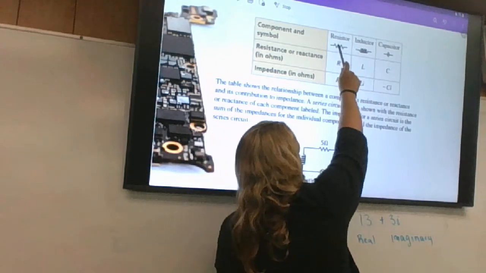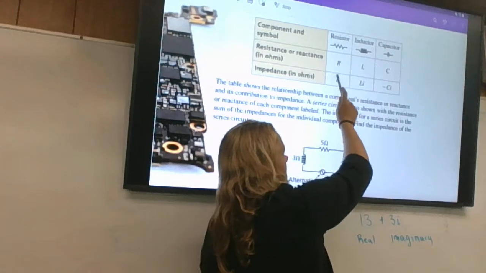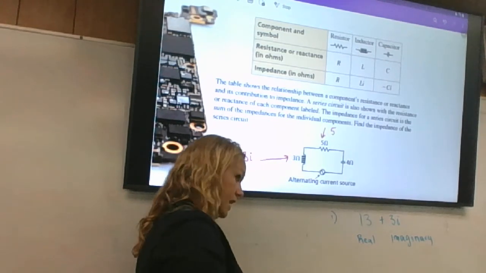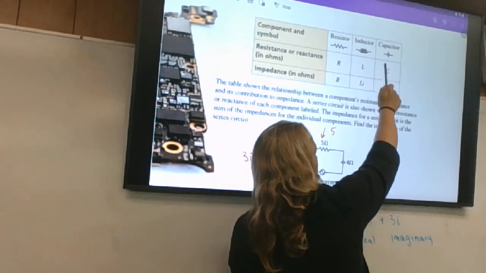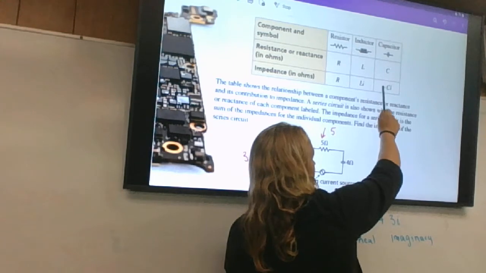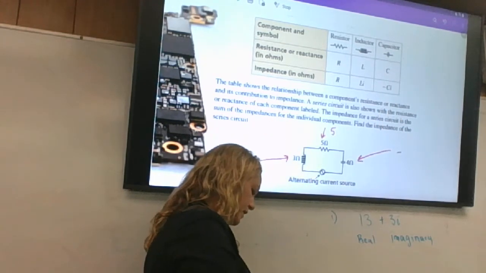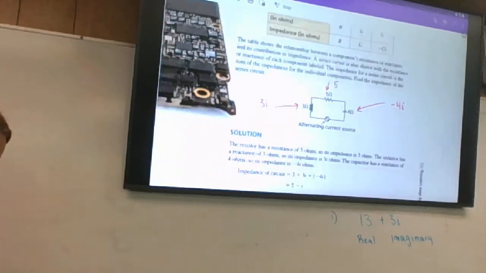And for this symbol, this is the resistor. A resistor doesn't have i or negative, so this is just going to stay the value of 5. This is the capacitor, and the value for the capacitor is supposed to be negative imaginary. So instead of 4, we're going to do negative 4i when we're trying to total these values up.